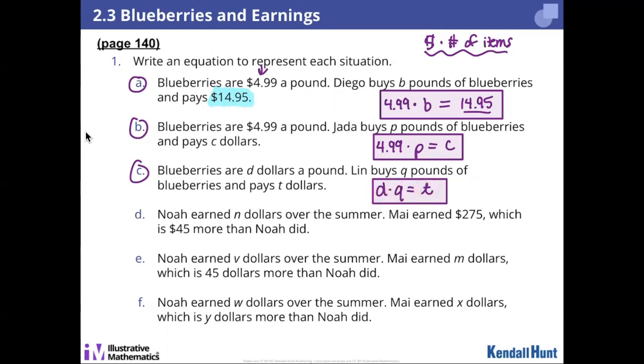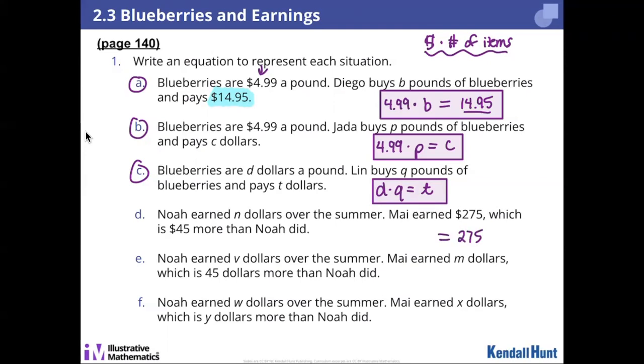Now, if we're looking at part D here it says Noah earned N dollars over the summer. Mai earned $275, which is $45 more than what Noah did. So here's the deal. It says Noah earned N dollars over the course of the summer. So if we're going to calculate what Mai actually ended up earning, we already know the total for this piece.